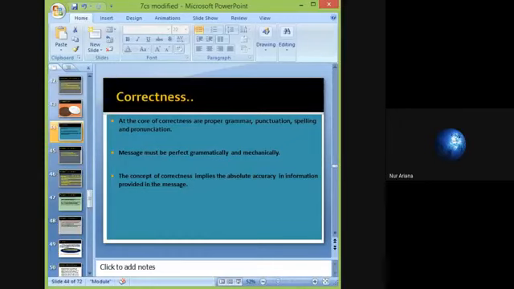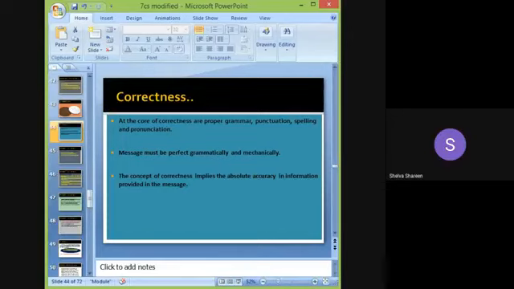Basically it's just saying that in order for a message to be correct, there must be proper grammar, punctuation, spelling, etc. Otherwise, the message will just be wrong. It won't be clear. It won't be correct. And when it says message must be perfect grammatically and mechanically, it means that the grammar should be correct, and I guess mechanically implies that your sentence structure should also be correct. And lastly, the concept of correctness implies absolute accuracy. That means whatever information you provide in your message should be accurate. It should not be wrong in any way.